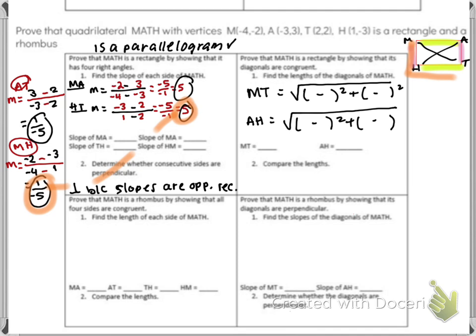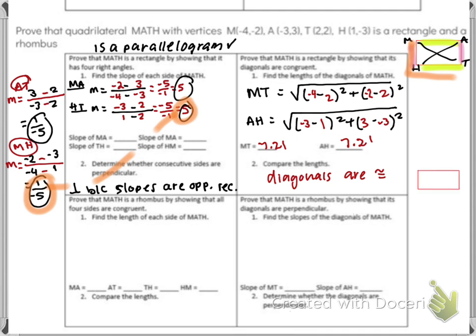Let's go ahead and find the length of those. So M is -4, -2, so -4, -2 like this. T is 2, 2, so 2, 2 goes like that. A is -3, 3 like that. H is 1, -3 like that. Pop those in your calculator and that gives us 7.21, 7.21, okay? All this tells me is that the diagonals are congruent, which is one of the rules for a rectangle. So that's enough for you to tell me it's a rectangle as well, okay?